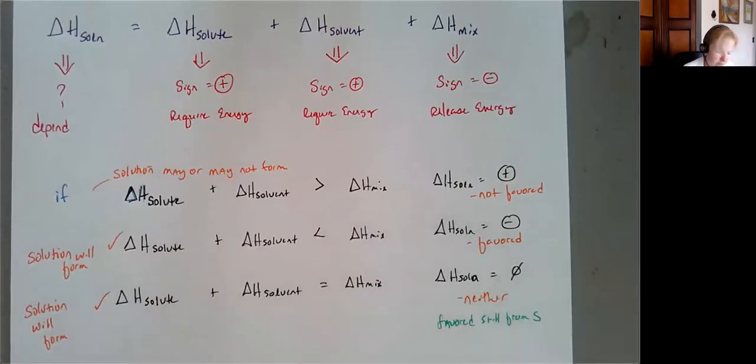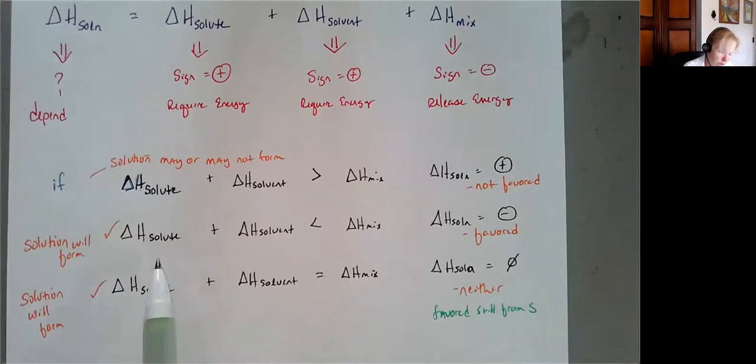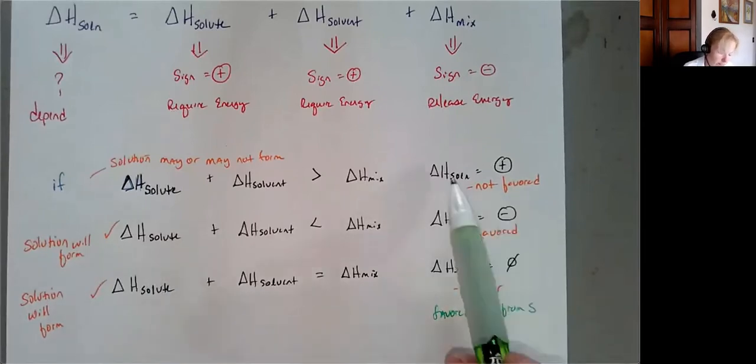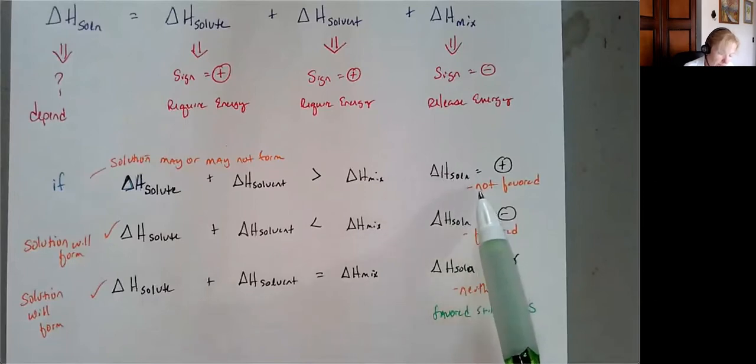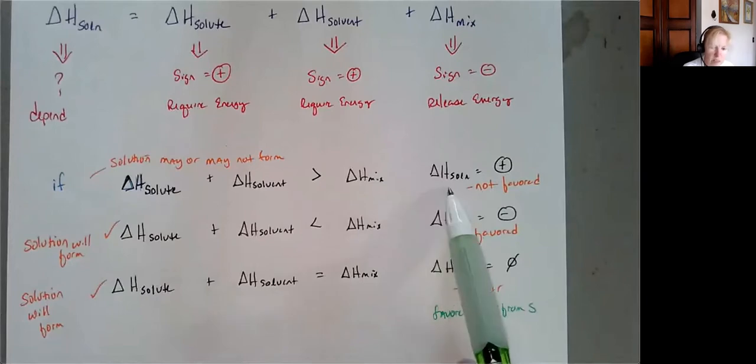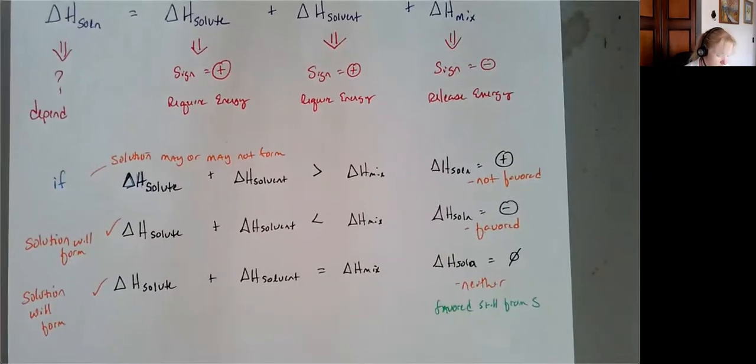From delta S, right? And so this one will form because it's favored from an entropy and an enthalpy standpoint. This one may or may not form because it's still going to be favored from an entropy standpoint, but it just depends on the magnitude here.